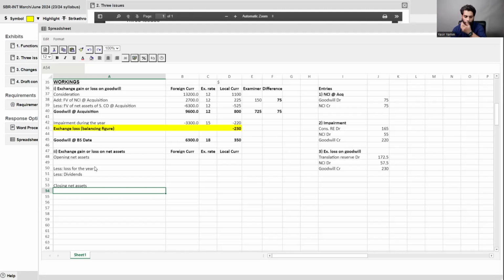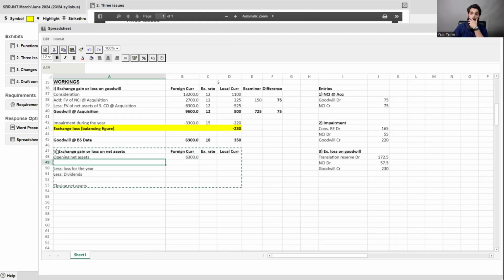So opening net assets, less loss for the year, less dividends, if any, and then we go for closing net assets. I use the same format as I would have used earlier. You always start by solving the question in foreign currency first. Then you translate into local currency using the translation rules and the exchange rate. Make sense? So our opening net assets were 6,300 if you remember.